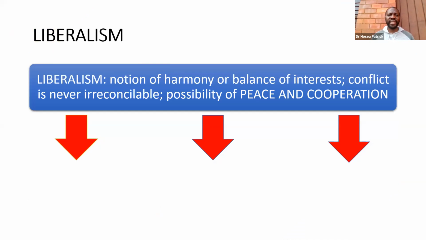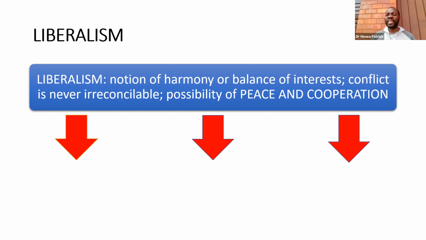And then we move to the liberalist perception of international politics. Liberalism also implies idealism, right? So this is the liberalist perception. This is the opposing view, the other foundation of international politics. We say there are two, realism and liberalism. So under liberalism, it talks more or less about the notion of harmony and the balance of interests within the international system.